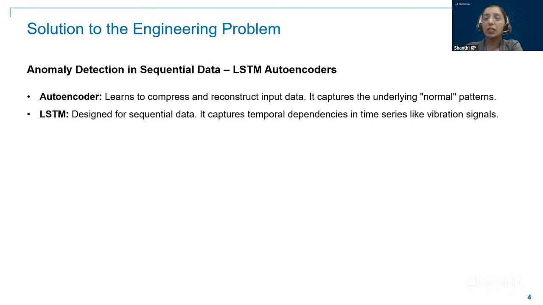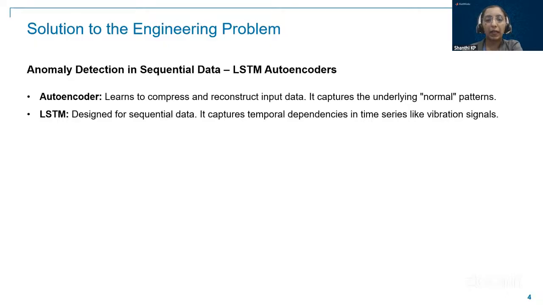The solution to this engineering problem is to use an LSTM autoencoder for anomaly detection. But the question is, why LSTM autoencoders? It's because an autoencoder is a neural network that learns to compress and then reconstruct input data, effectively capturing the underlying normal patterns within it.